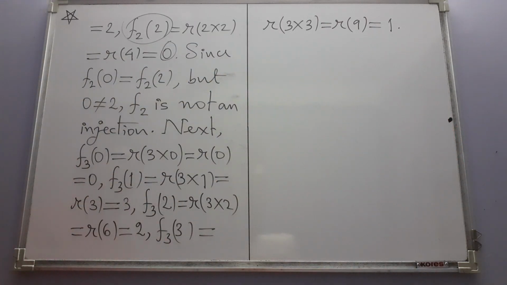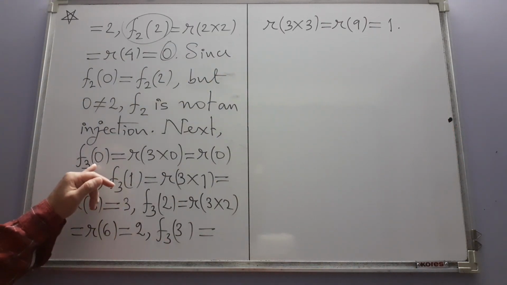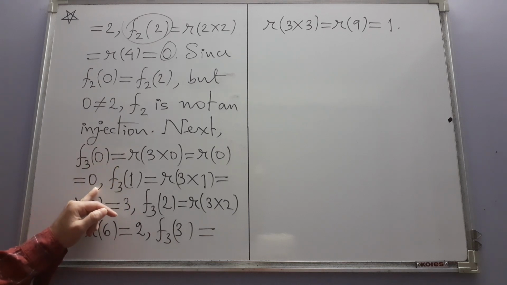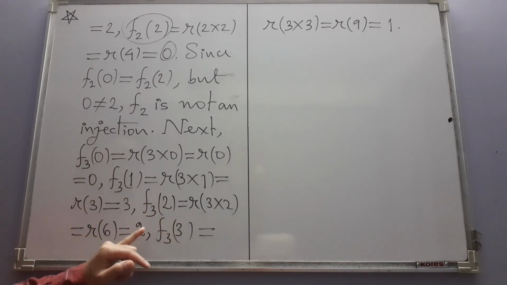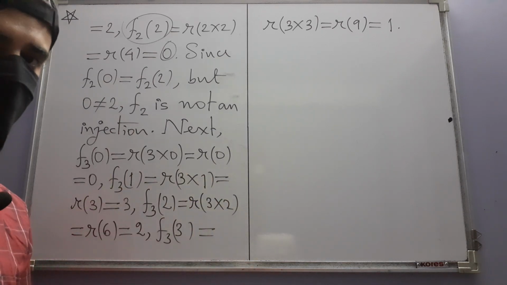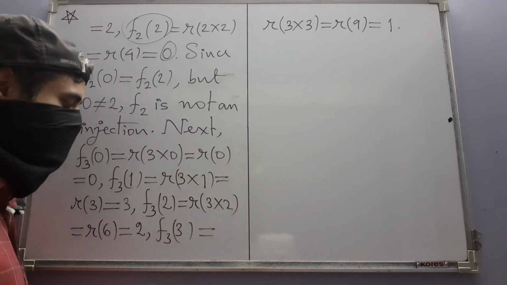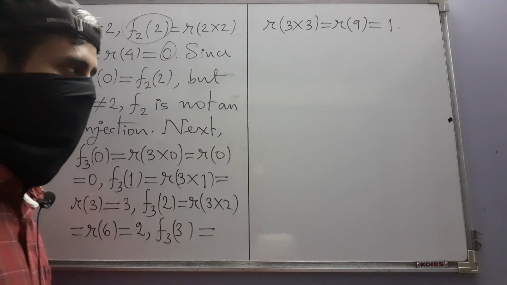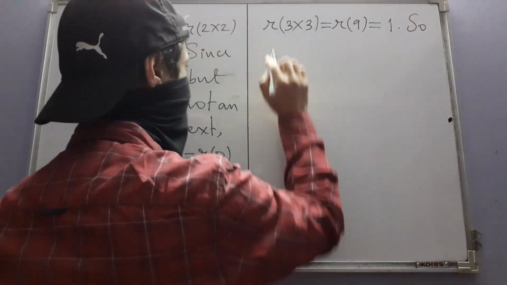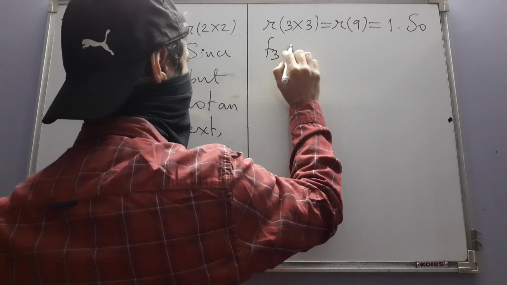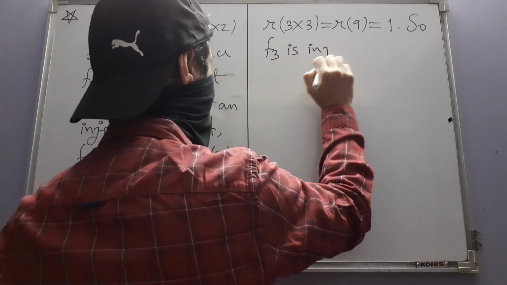So, let us now see the inputs and outputs. 0 gets mapped onto 0, 1 goes to 3, 2 goes to 2, 3 goes to 1. Okay, so this is an injection. This in fact is a permutation, it's a bijection. So, F3 is injective.